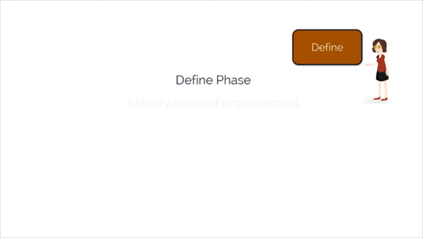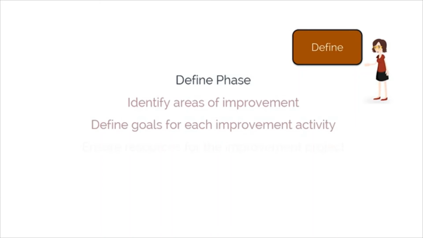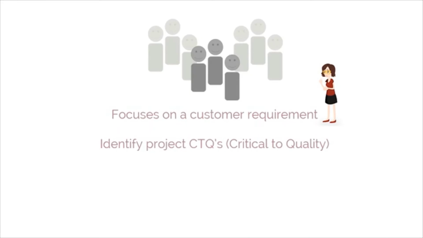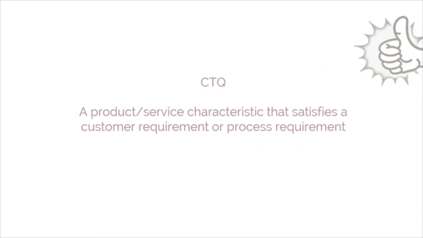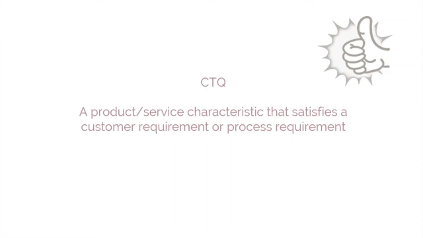The define phase is used to identify areas to improve and defines goals for each improvement activity and ensures that resources are in place for the improvement project. The define phase focuses on customer requirements and identifies projects' CTQs, critical to quality. Each CTQ is a product or service characteristic that satisfies a customer's requirement or process requirement.